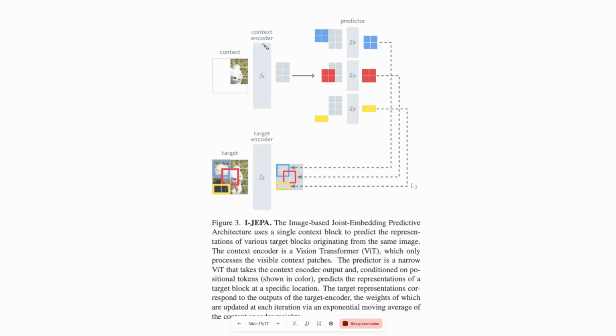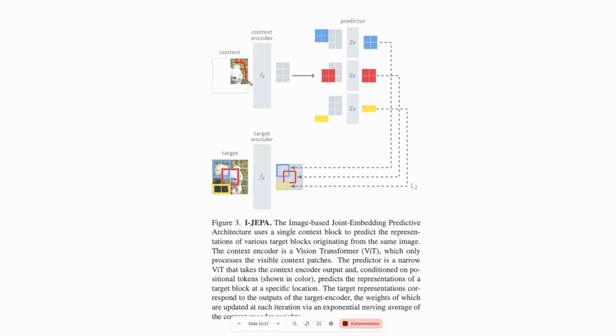So you take the context block, get the intermediate representation, right? And then the mask is applied mostly to remove the non-overlapping region. So this is actually part of the red block, right? This is your target block. These two patches are in common, so they are removed by applying this red mask. So now your context only has the intermediate representation for these four blocks.